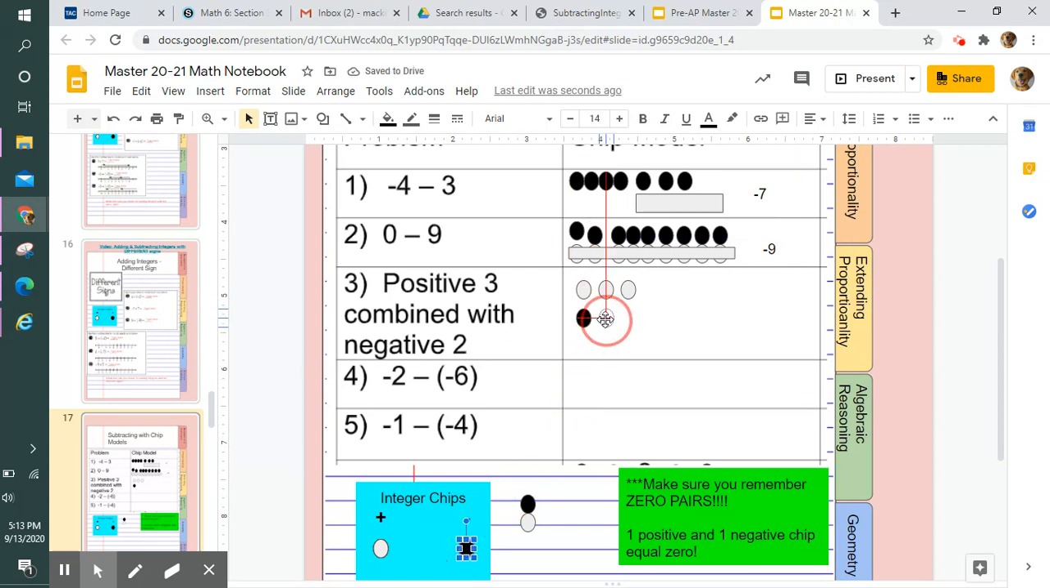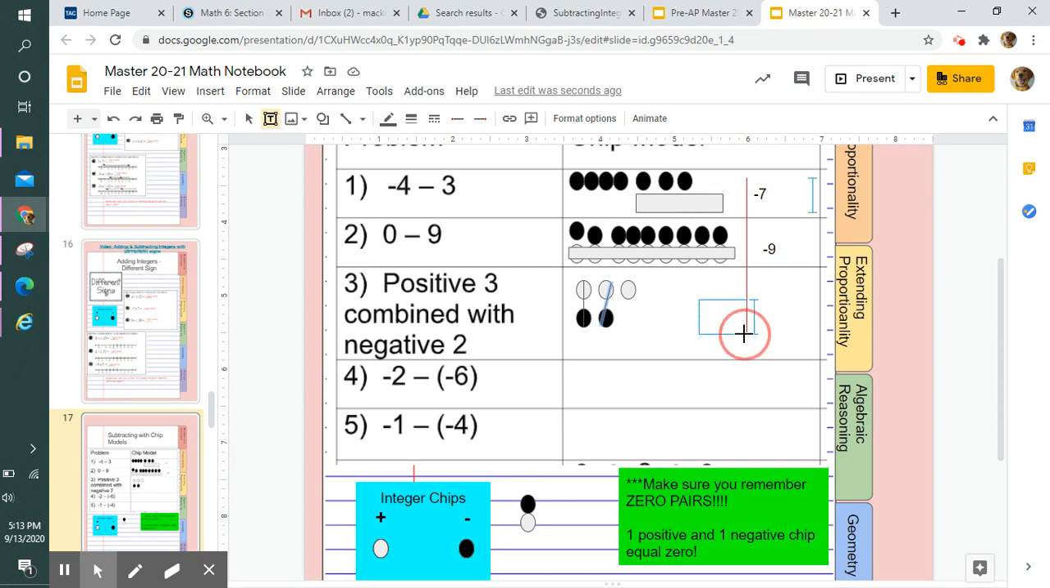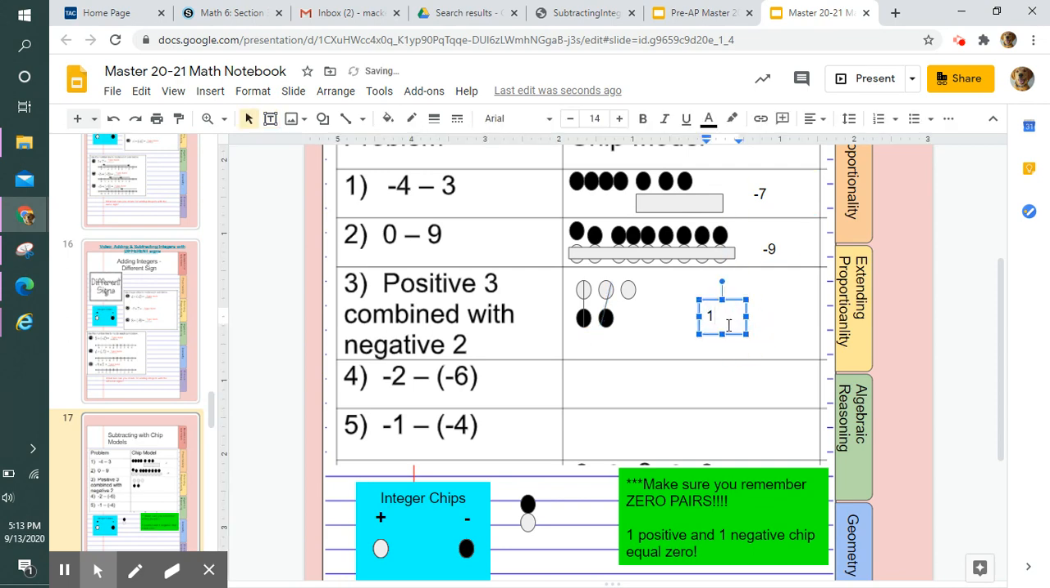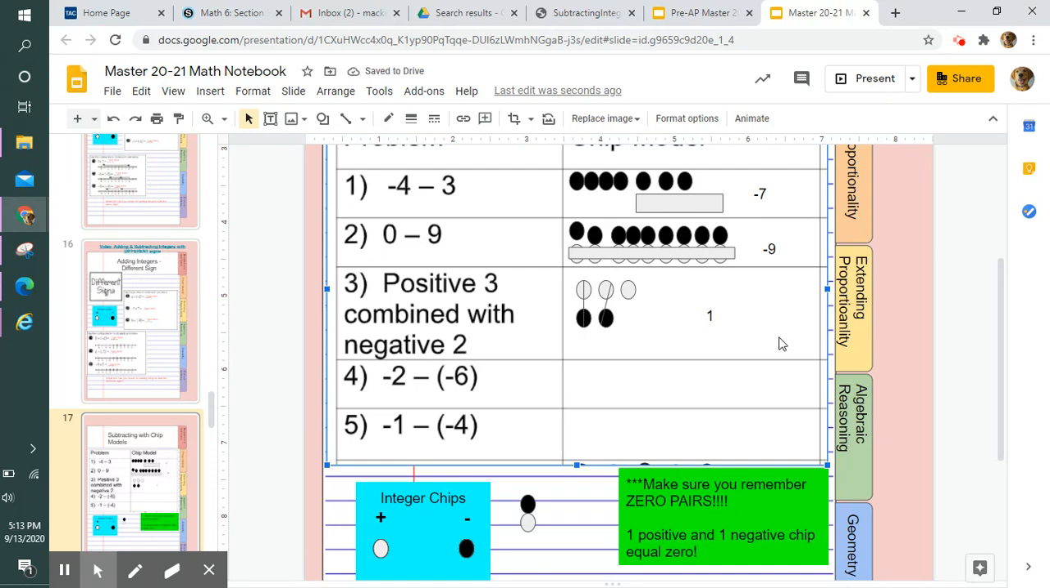All right, there we go. And we're going to get rid of our 0 pairs. So remember last week we drew a line and crossed them out. So we're going to draw a line between these two. And we're going to draw a second line between these two. And all that we have left is 1 chip, and that 1 chip is positive. So that means my answer is +1. All right, we got 2 more here.